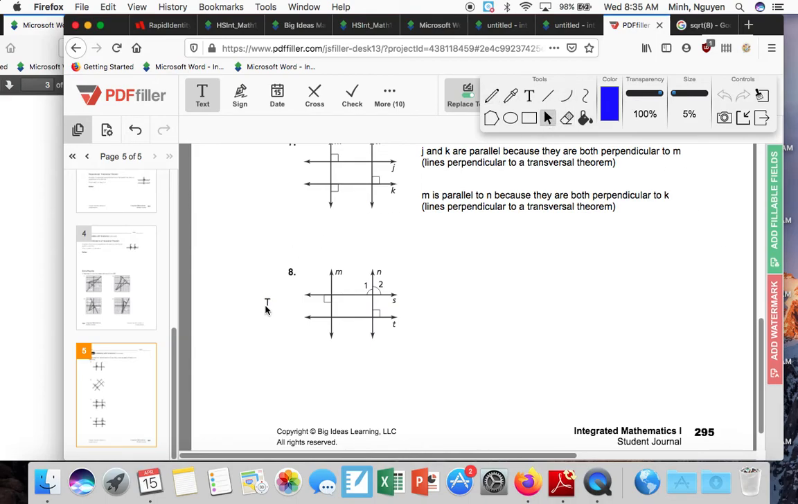So that's it for establishing when lines are parallel using linear pair relationships, using perpendicular angles, and so on and so forth.